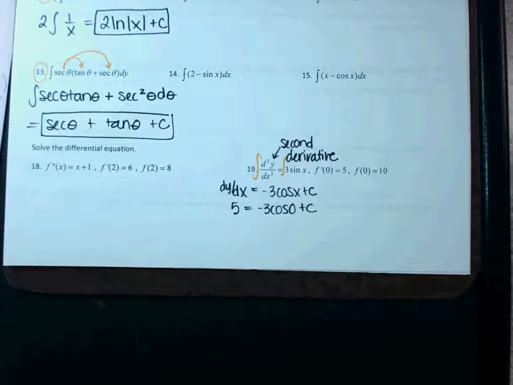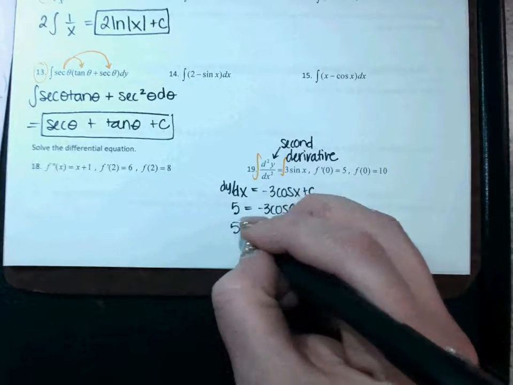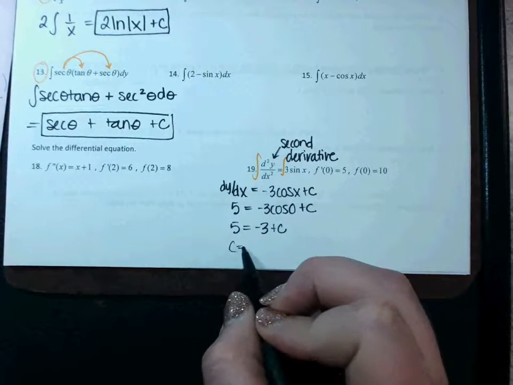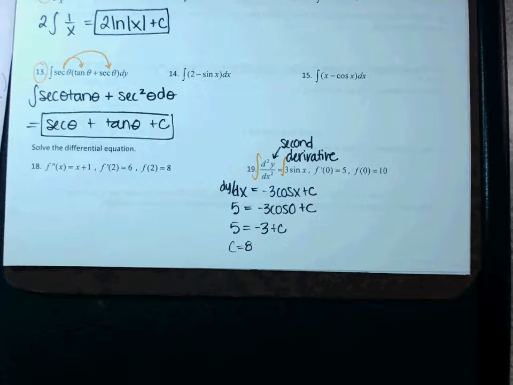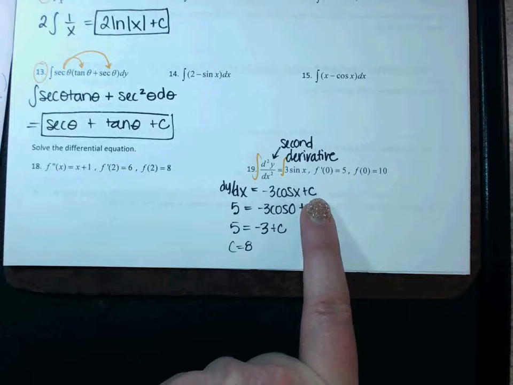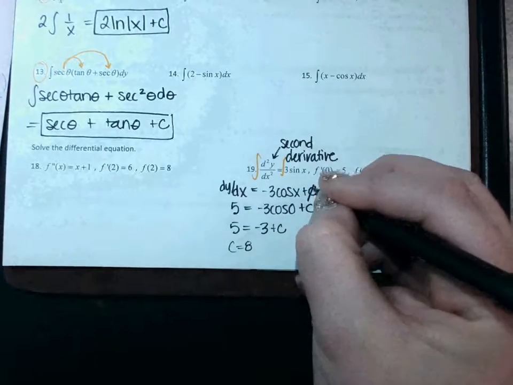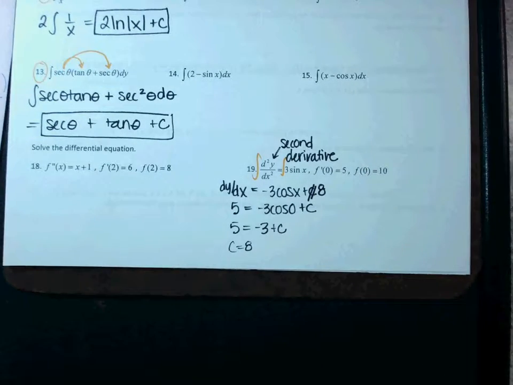Okay, does cosine 0 cross out? No, what is it? 1. So I'd have 5 equals negative 3 times 1, which is just negative 3, plus c. What is my c? 8. And then I would come back right here to where my c was. I'm going to cross it out and just squeeze in a little 8 there so I don't have to rewrite the whole thing. Okay, so cross it out, put in 8. So this is now my first derivative.